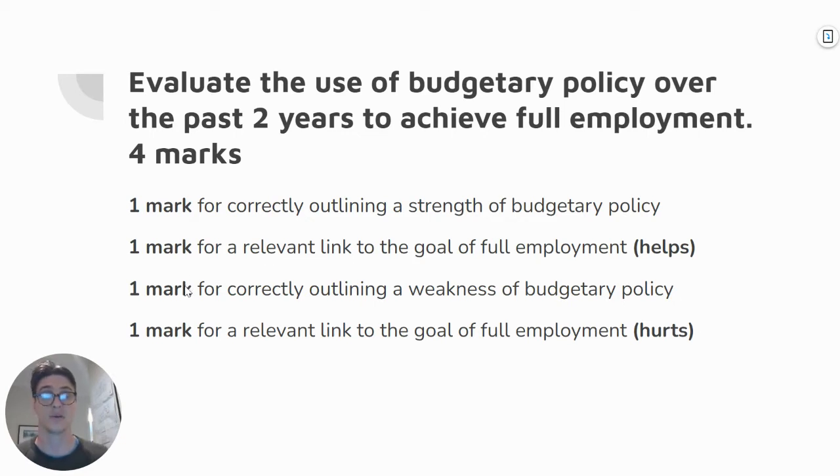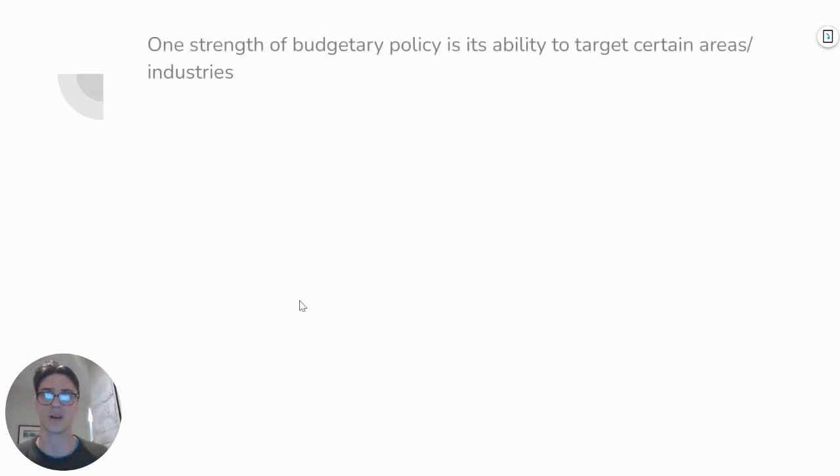The third mark is for correctly outlining a weakness. So what is the weakness of budgetary policy? And then also making a link back to the goal. But in this case, we're saying how this weakness actually hurts the achievement of full employment or hinders the achievement of full employment. Okay, so here is a structure.